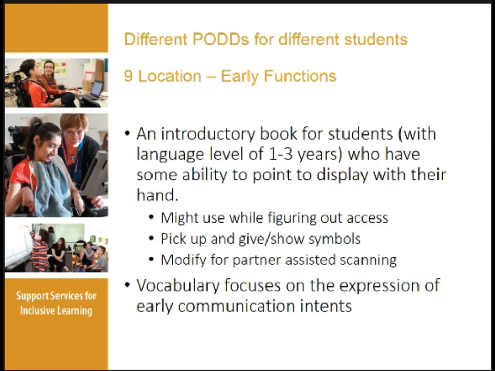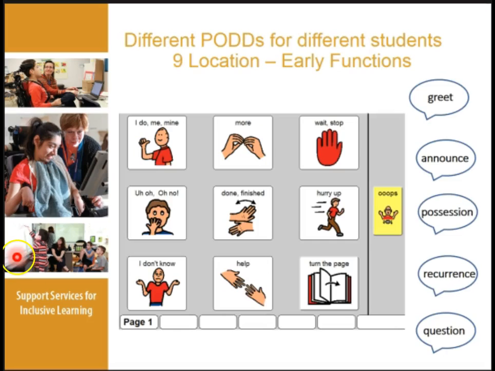The next few books are intended for the student to use, while the adults continue to model, of course. The symbols in the 9-location Early Functions book are limited. Adults continue modeling, pointing to symbols while they express common, early communication intentions. Mine, help, more, stop. These pictures represent the words, but we can use the words for a variety of reasons.